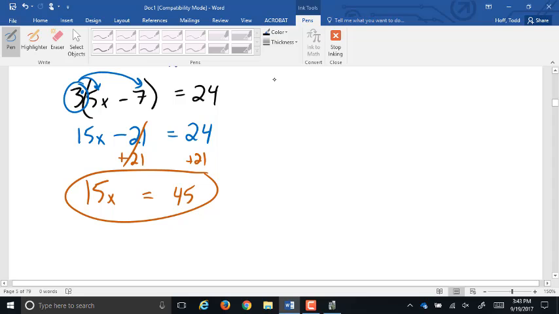Now, one of the things we're going to do tonight is we're going to start applying these equations to geometric problems.